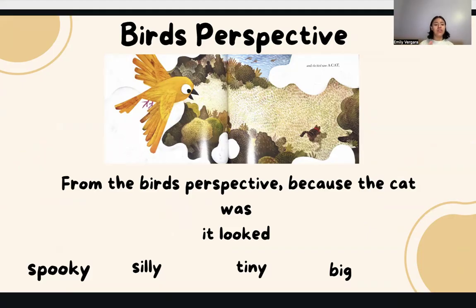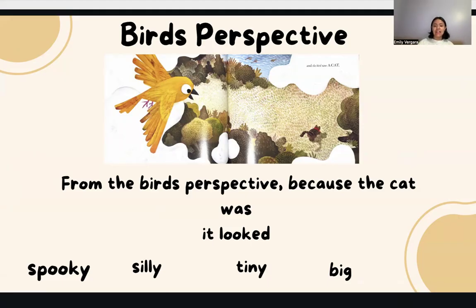Now we are going to use two words. Right now we're going to use spooky and tiny. From the bird's perspective, because the cat was tiny, it looked spooky. This is not correct because the cat is really, really far away from the bird. The bird can't really see if the cat looks scary to it or anything.